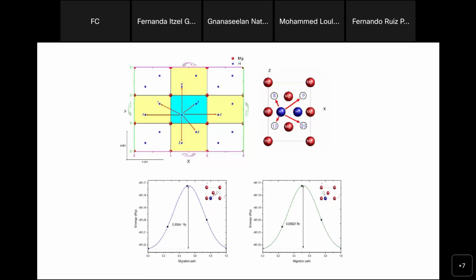To calculate the different activation energies, we study the variation of the energy as a function of the migration path, and the activation energy is given by the difference between the energy of the initial position of hydrogen and the maximum of the curve. Please, next slide.